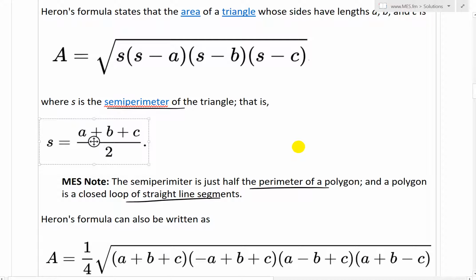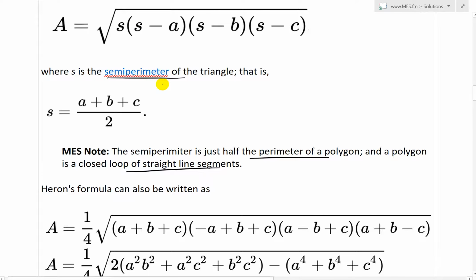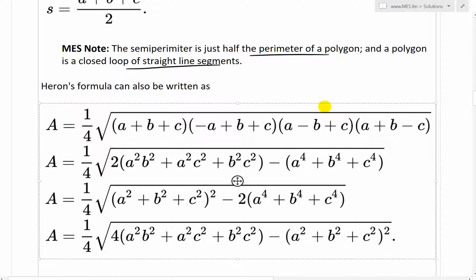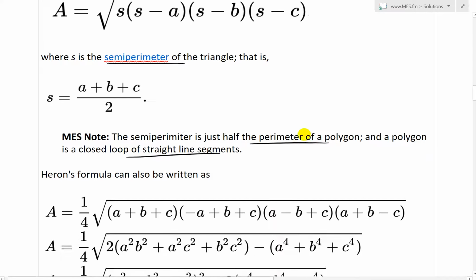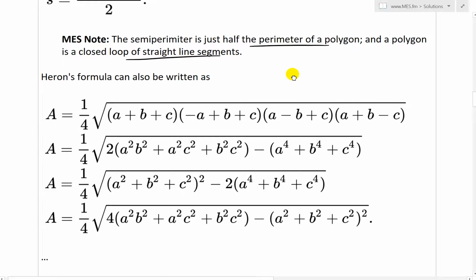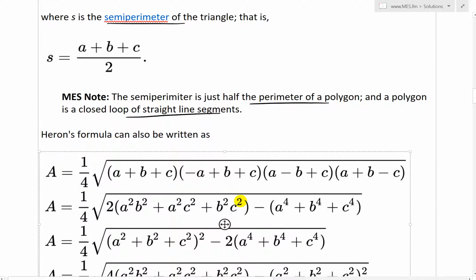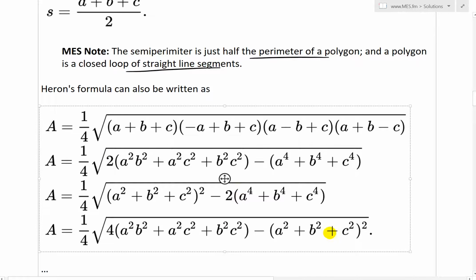is going to be s like that. Here s is in this formulation at each of these points, and it's often used as a semi-perimeter, just given its own variable because it makes calculations simpler in some cases. So Heron's formula can also be written as this. Instead of just this, you could write it this way, 1/4 square root, etc. I'm just not going to read those.